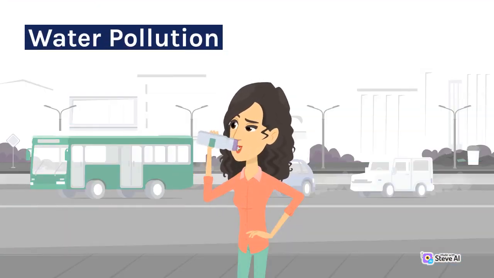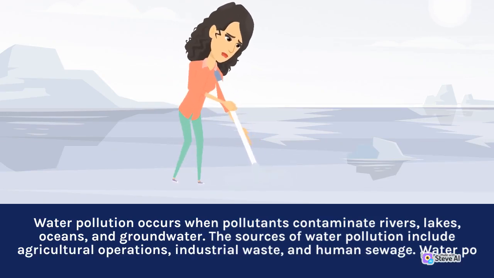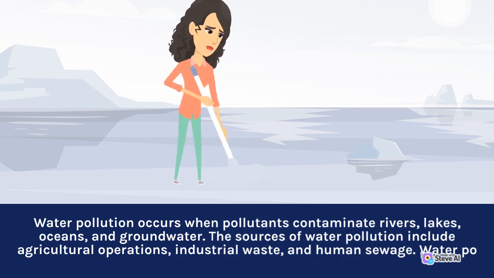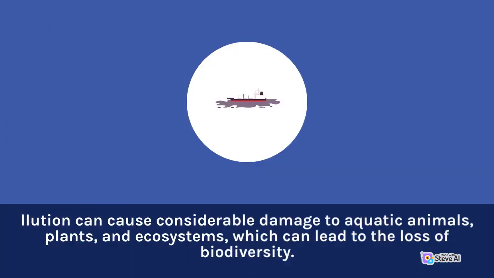Water pollution. Water pollution occurs when pollutants contaminate rivers, lakes, oceans, and groundwater. The sources of water pollution include agricultural operations, industrial waste, and human sewage. Water pollution can cause considerable damage to aquatic animals, plants, and ecosystems, which can lead to the loss of biodiversity.